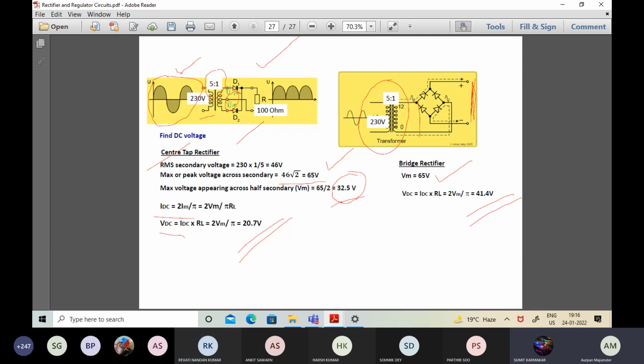Okay. Sir, in the center tap rectifier, I think VDC is equal to VM by pi only.